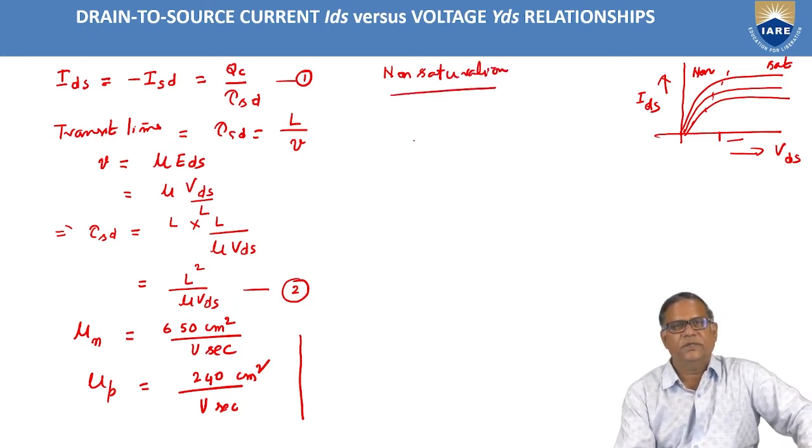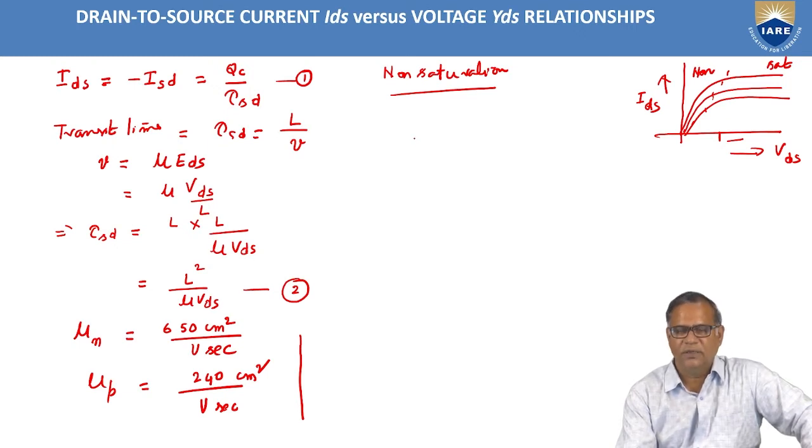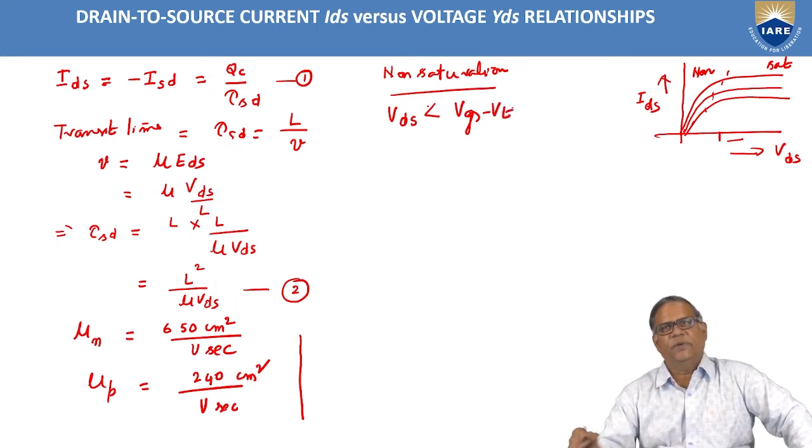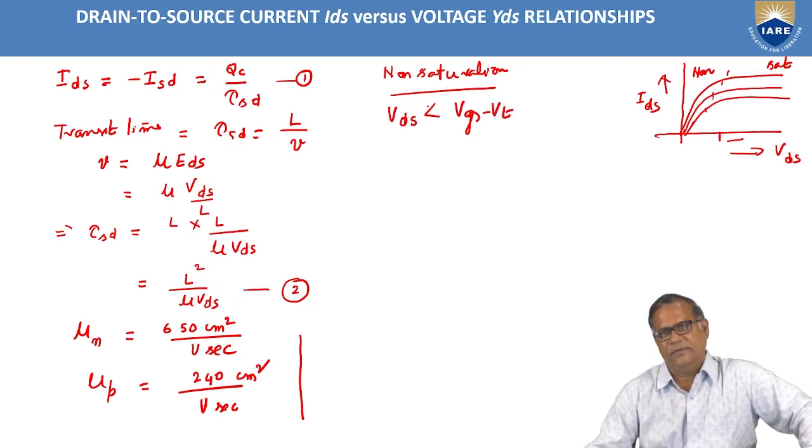So non-saturation, just now we have discussed that for small values of VDS, the MOSFET operates in the non-saturation region. Small values means how much? So it is like this: for VDS less than VGS minus VT, the MOSFET operates in the non-saturation region. Okay.